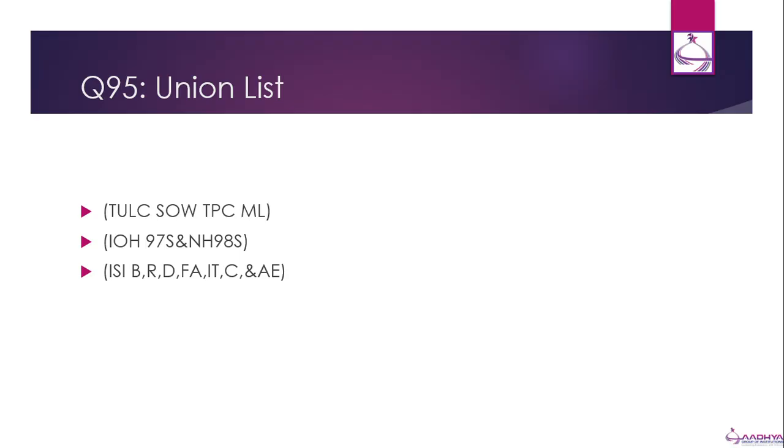Union list. The Union list contains subjects on which Parliament can make laws. It originally had 97 subjects and now has 98 subjects. Important subjects include banking, railways, defense, foreign affairs, income tax, currency, and atomic energy.